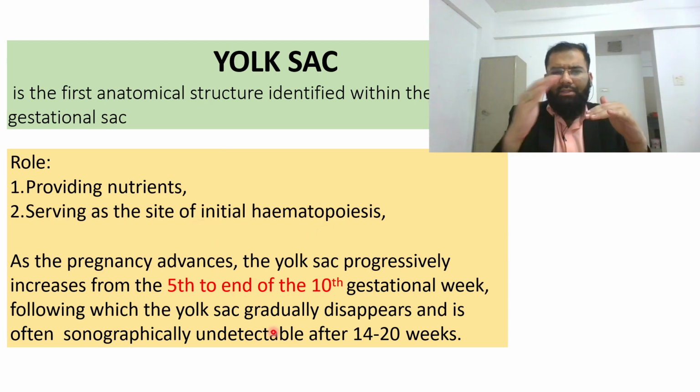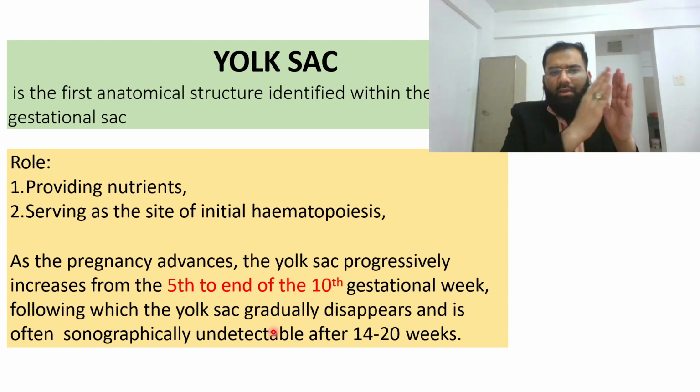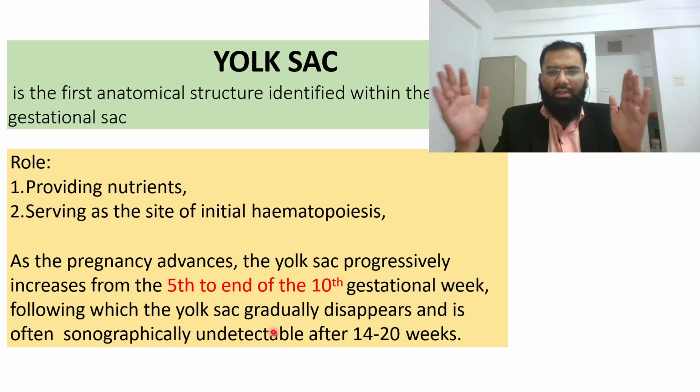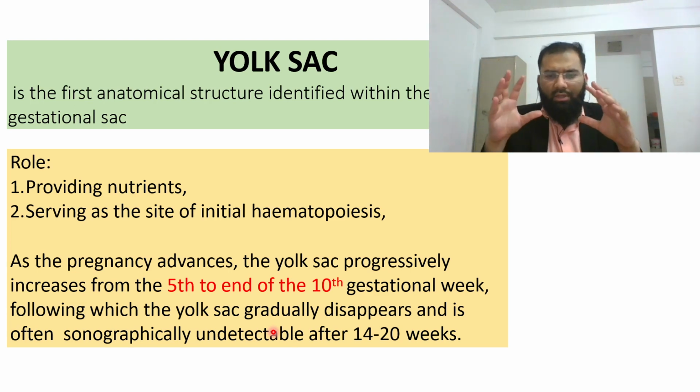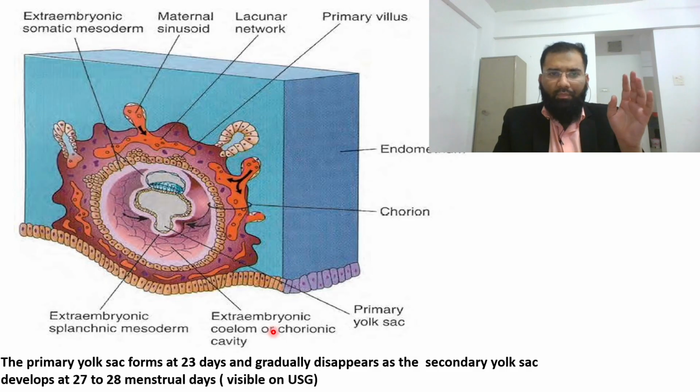And as the pregnancy advances, the yolk sac progressively increases from the 5th to the end of the 10th gestational week, that is 5 to 10 weeks. And then the yolk sac gradually disappears and is often undetectable after 14 to 20 weeks.